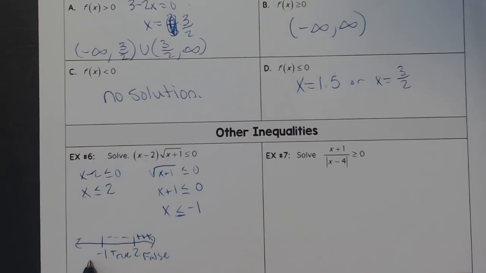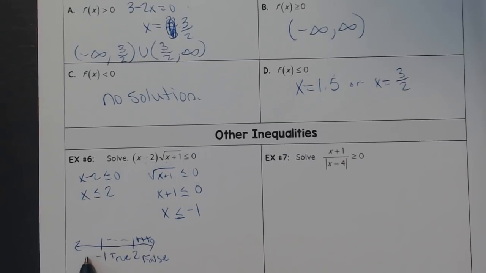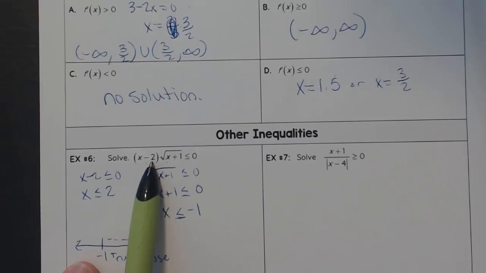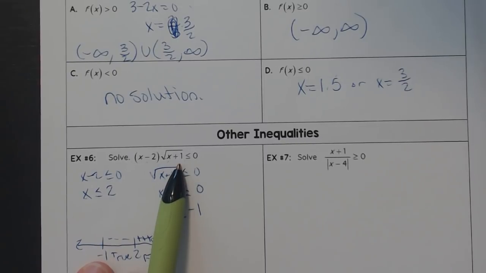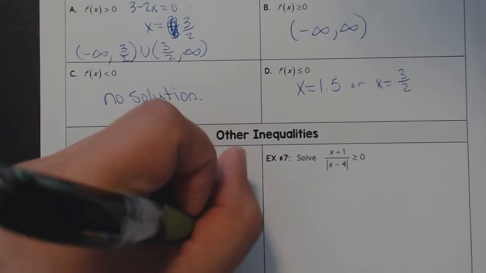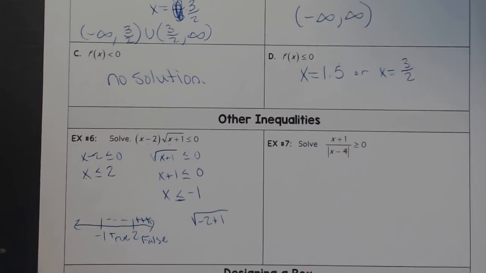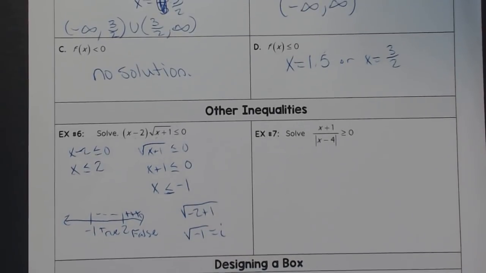But what happens when x is less than negative 1? That's the interesting part. Now, let's say I plug in negative 2. Well, negative 2 minus 2 is negative 4. Well, that's fine. That works fine. But negative 2 plus 1, what happens there? Oh, let's look at it. Square root of negative 2 plus 1. And what happens here is I get the square root of negative 1, which equals i.